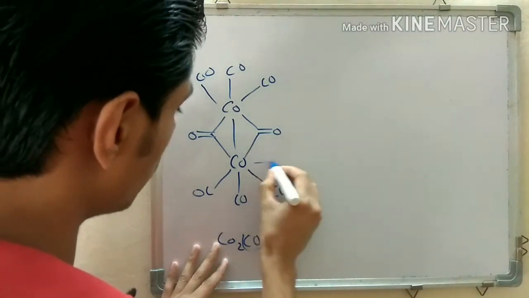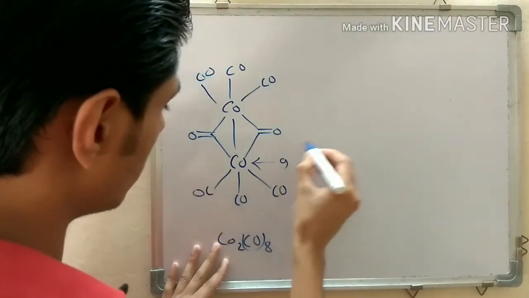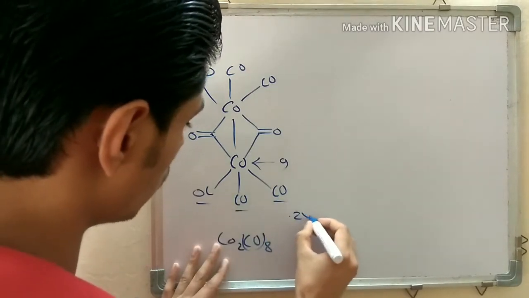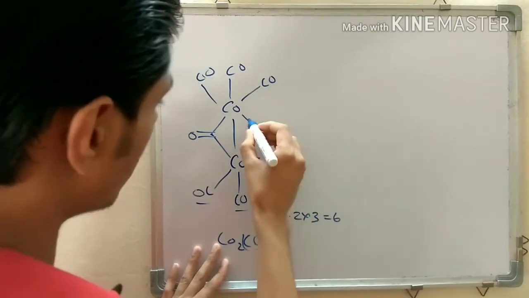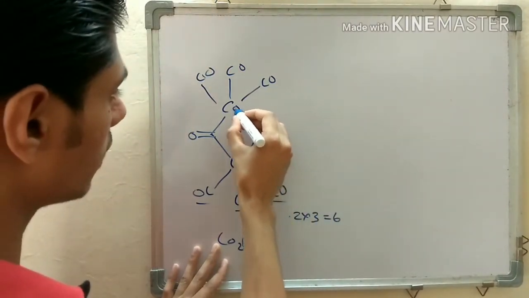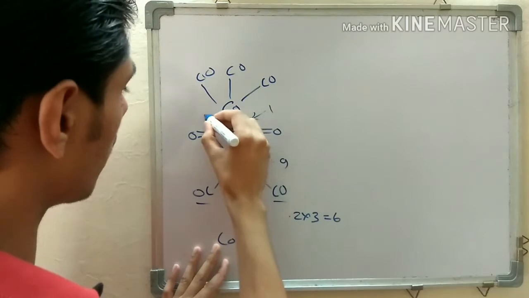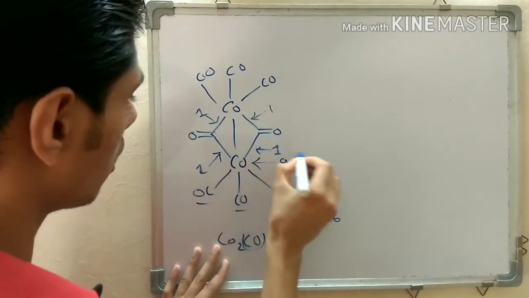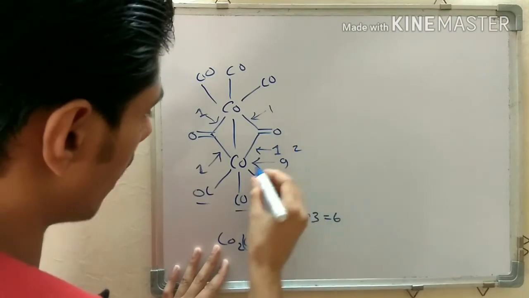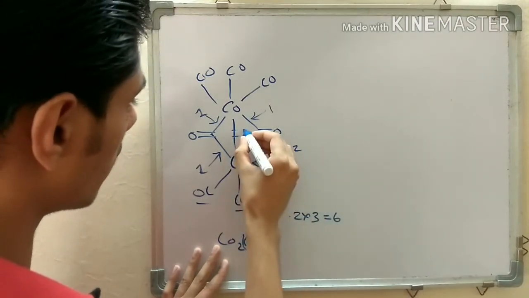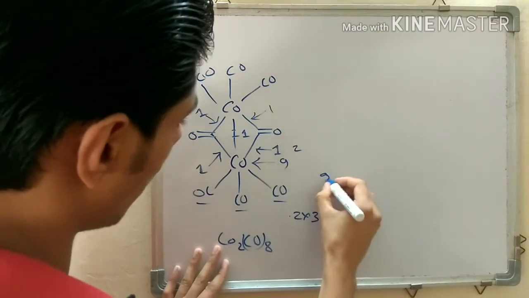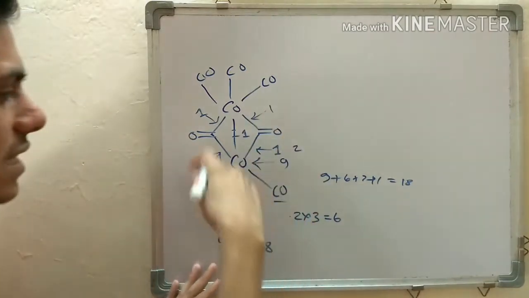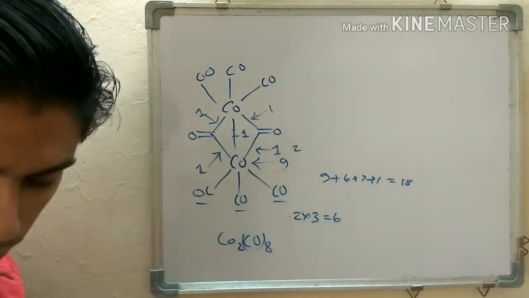By this method, each cobalt has 9 electrons, then each of these three carbonyls contributes 2 electrons, so 2 into 3 equals 6. This bridging carbonyl contributes 1 electron for each cobalt, so 1 here and 1 here. In this cobalt also it is 1 and 1, so in total 2. Then this cobalt-cobalt bond has 1 electron, so the total is 9 plus 6 plus 2 plus 1, that is 18 electrons. So you can see this is an 18 electron compound.